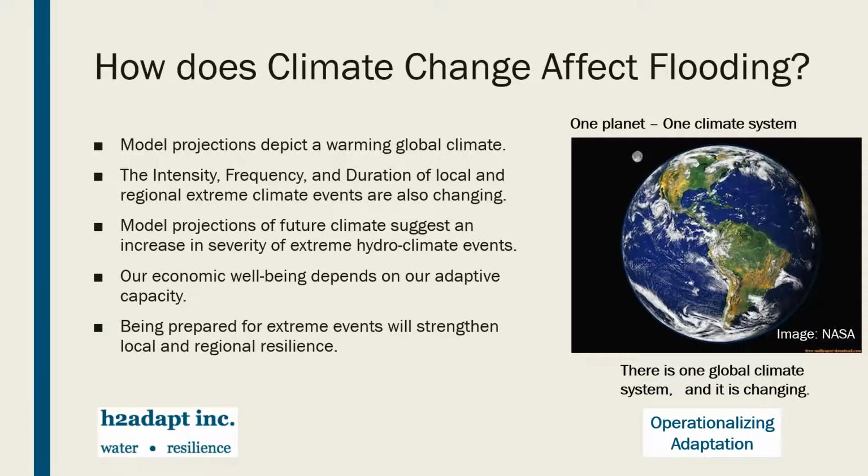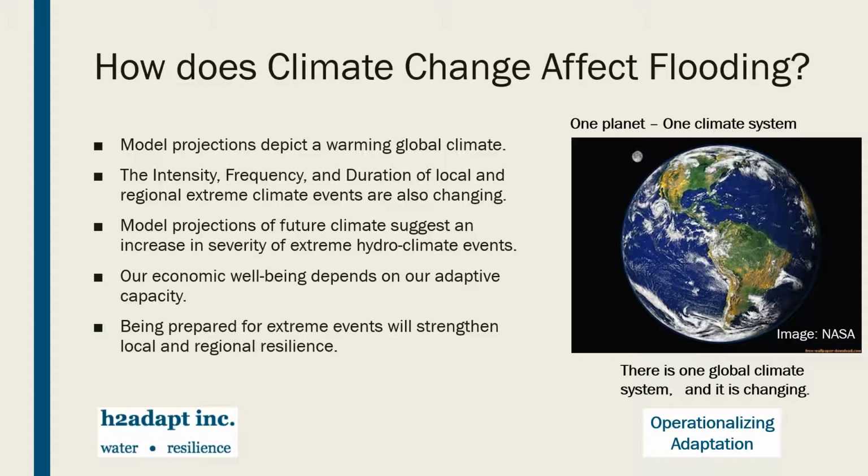How does climate change affect flooding? The Earth is one planet with one climate system, and it is changing. A key factor for this relates to human activities producing what is known as greenhouse gases. Scientists use general circulation models and many other lines of research inquiry to study climate change. These studies depict a changing, warming, global climate.